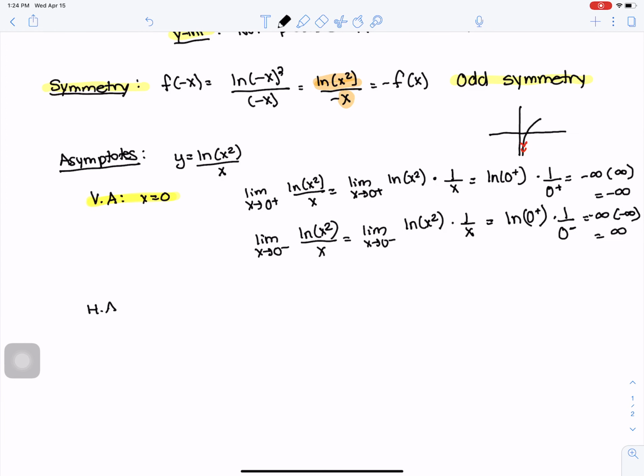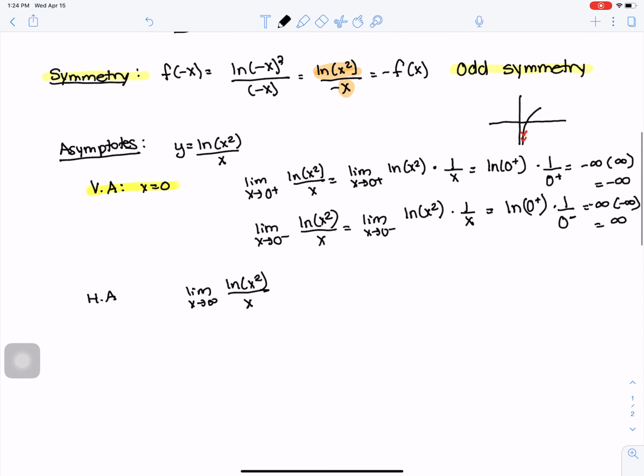Let's work through our horizontal asymptotes. Limit as x approaches infinity of ln x squared over x. Now this is one of those examples where we're going to think about L'Hopital's rule. I'm going to do it in a different color here so I don't confuse you. The limit as x approaches infinity of my numerator is ln of infinity, which is a big number. The limit as x approaches infinity of x is also a big number. We're going to apply L'Hopital's rule.